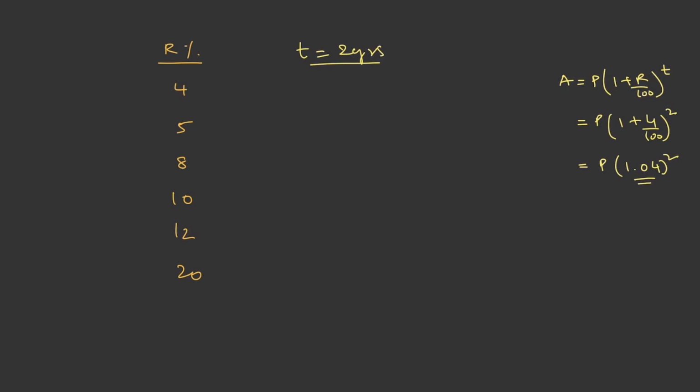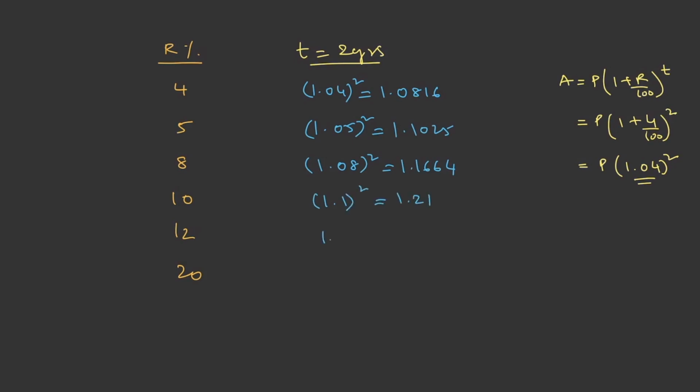So let me write down the decimal to the power of 2 expansions. So 4% will have 1.04 square, which is 1.0816. And when it is 5%, it is 1.05 square. This is 1.1025. For 8, it is 1.1664. 10 means 1.1 square. This is 121, so 1.21. And then 12%, 1.12 square is 1.2544. And 1.2 whole square is 144, so 1.44. Try to memorize this so that the calculations will be much faster.